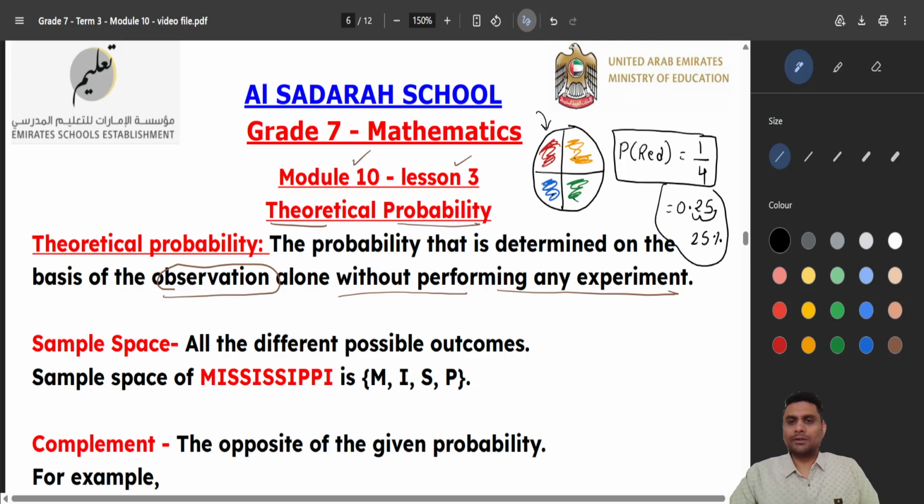To get this probability, I just observed the spinner. I did not spin it. I did not perform any experiment. So the probability that is found without performing any experiment is theoretical probability. Okay. So this is the name of the lesson.